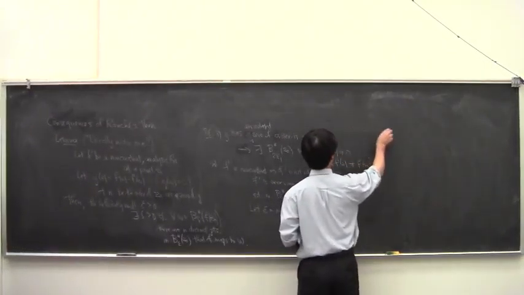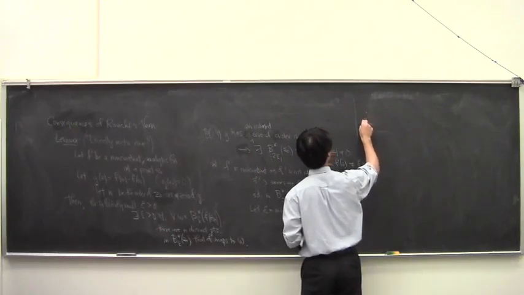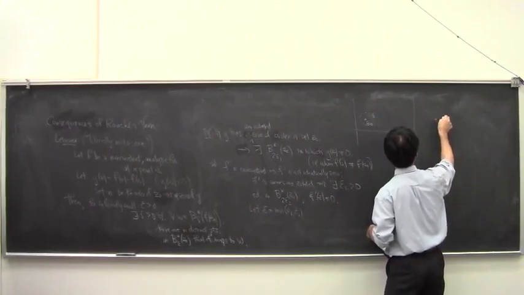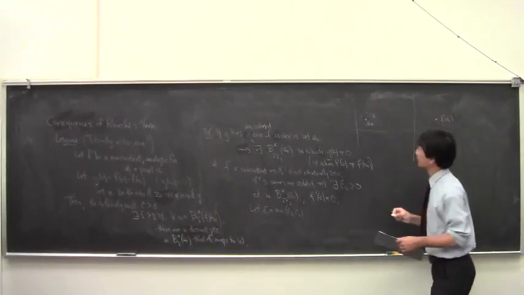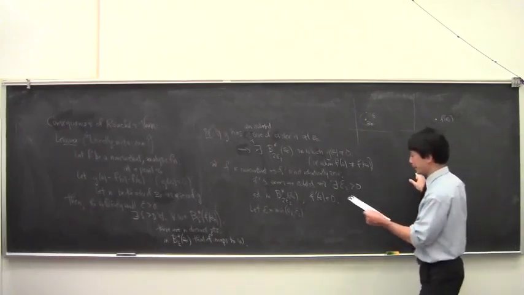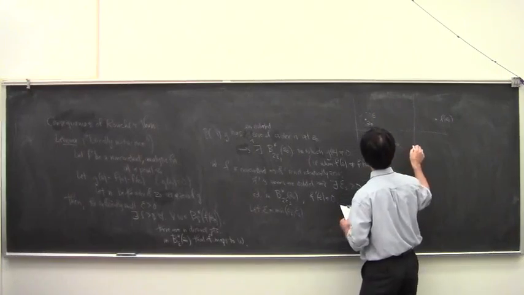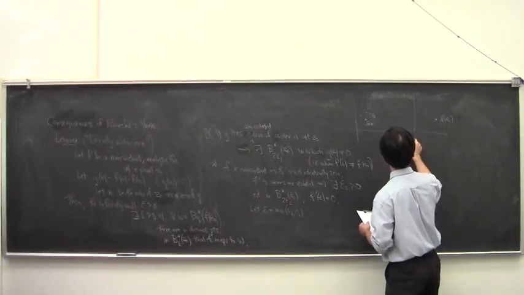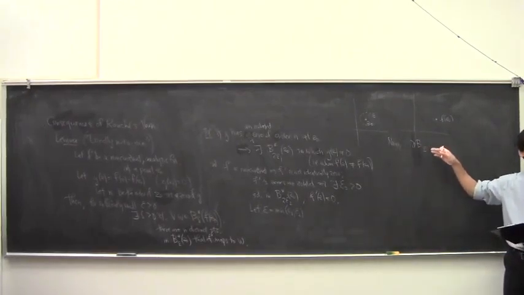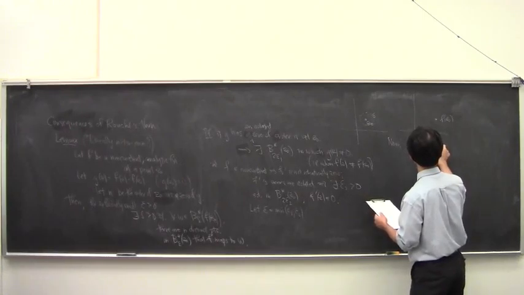So we've chosen our epsilon ball. Okay, we've chosen the epsilon. Now if we look at the boundary of the epsilon ball, this thing is a compact set. So this is compact.